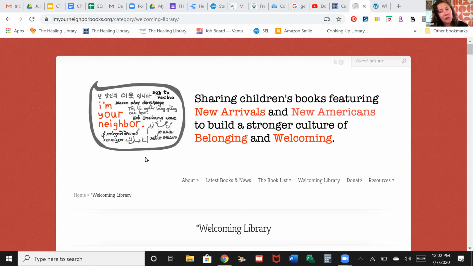So I'm Your Neighbor Books is immigration stories and experiences shared. And there's actually a lending library, and I forget where you can get it in New England. I apologize if Connecticut isn't one of those places, but you can, again, view the titles and build your own. So those are all helpful.